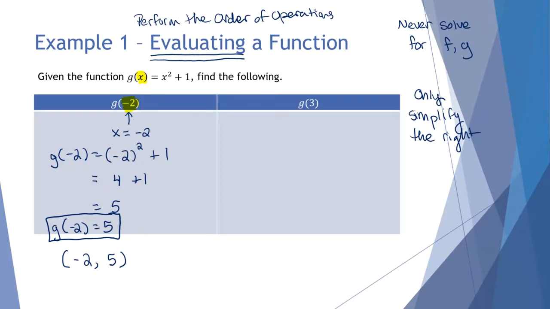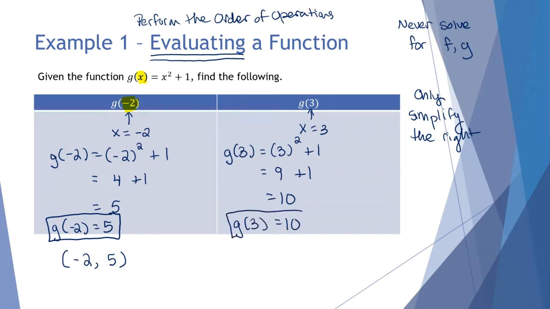Now the second example here I have is g of 3. So that is telling us that x is equal to 3. So I have g of 3, and then I have to plug 3 in for x. So that's 3 squared plus 1. So now I'm only following the order of operations on the right. 3 squared is 9, so that's 9 plus 1, which is 10. So we get g of 3 equals 10 as our answer, or you can write this as (3, 10).